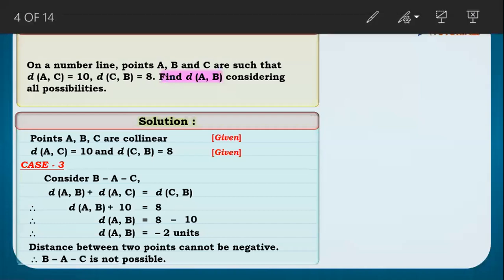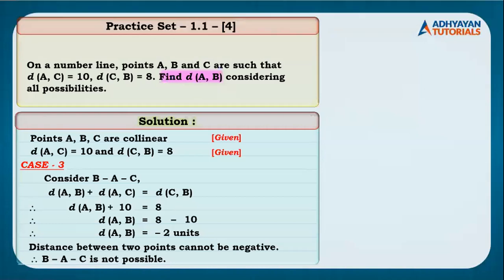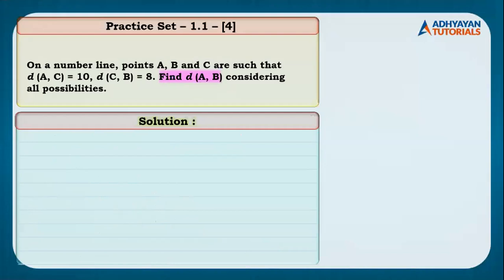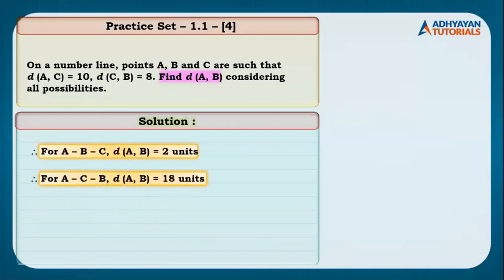Yeah, moving ahead, children. At the end, you just need to put down the answer as: for A-B-C, distance AB is 2 units, and for A-C-B, distance AB is 18 units. The negative distance, the third case, we ignore. We write the first and second case. This has to be your final answer. If you don't put this final answer, you lose half a mark. Kindly copy this final answer at the end of the sum.